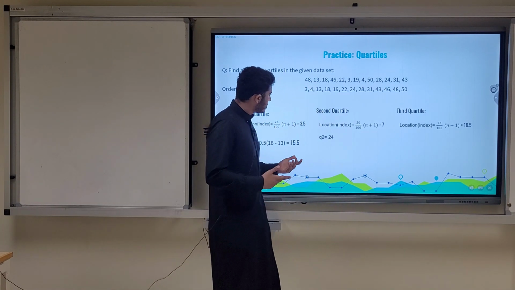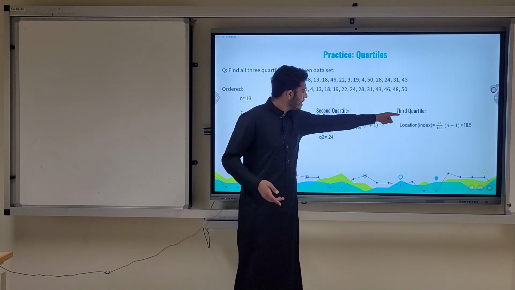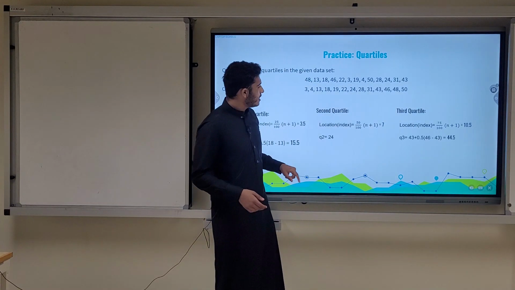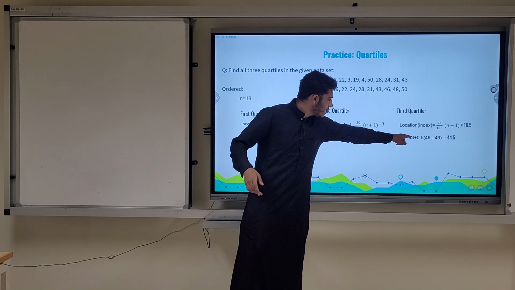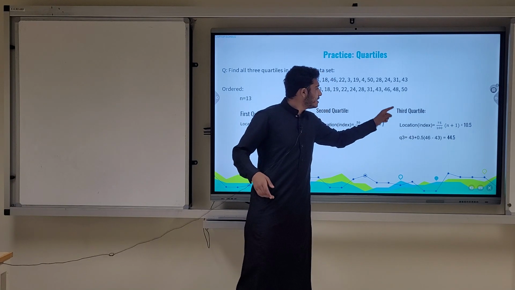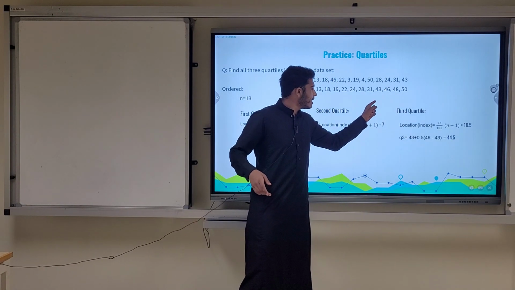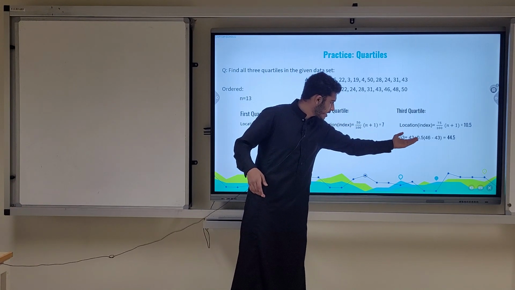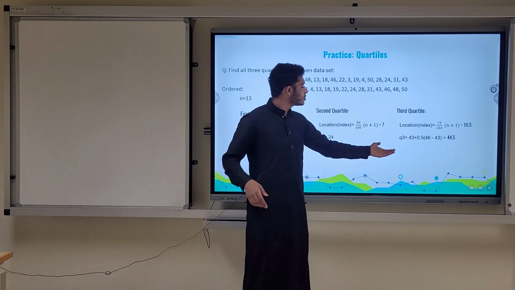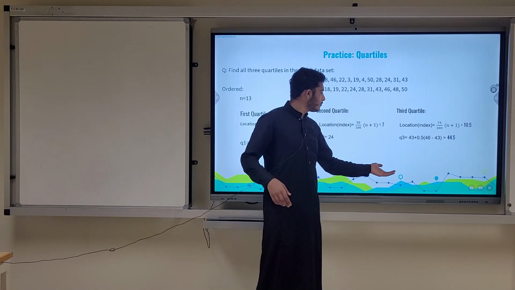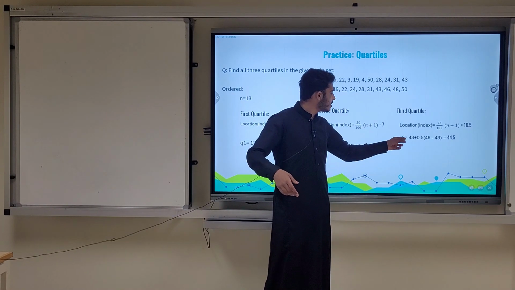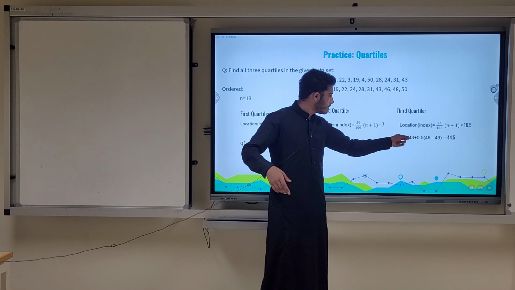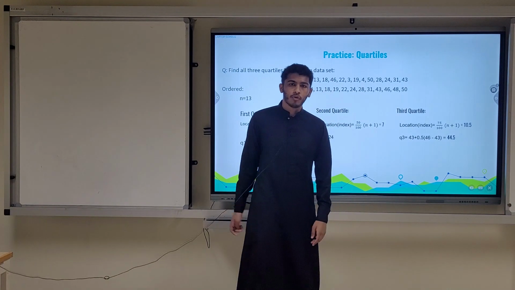So we do the same as before. First of all, we lay down the 10th index. We just put it here, and then we add to it the difference between the 11th and the 10th, the distance between them, which in this case is 3, multiplied by 0.5. We get 1.5, and adding 1.5 to 43 gives us 44.5.